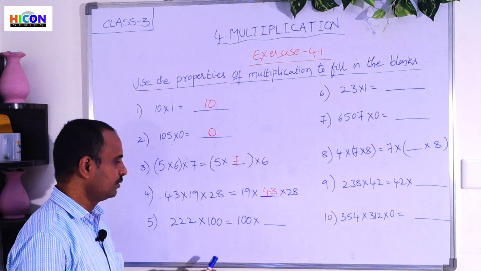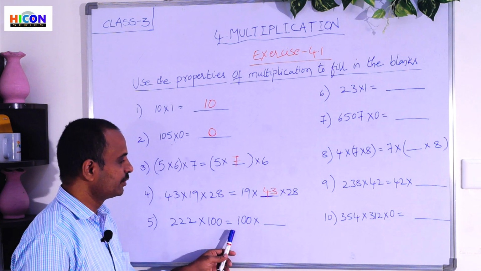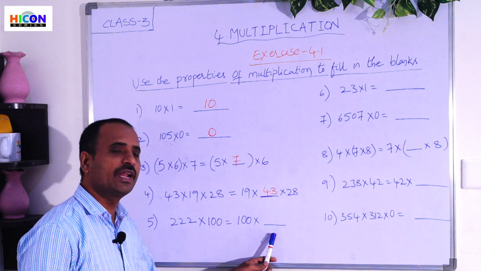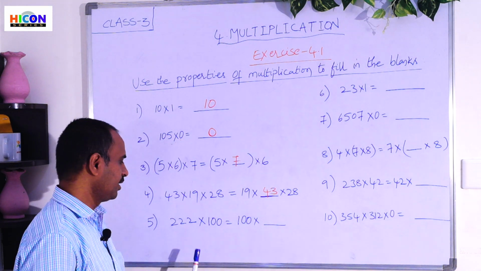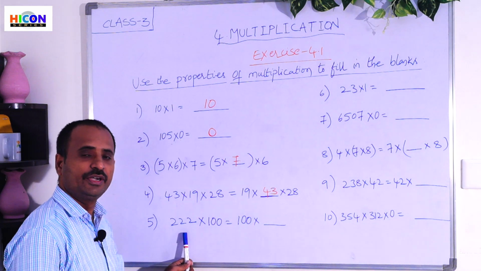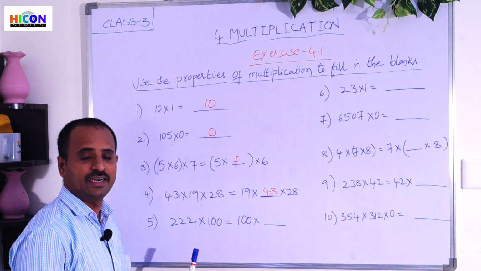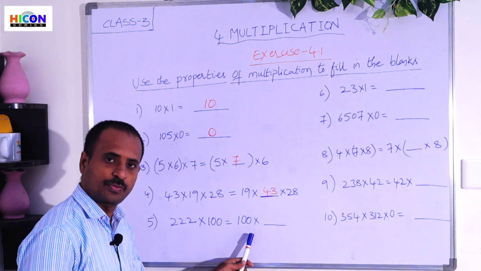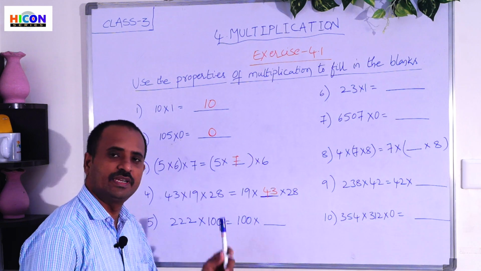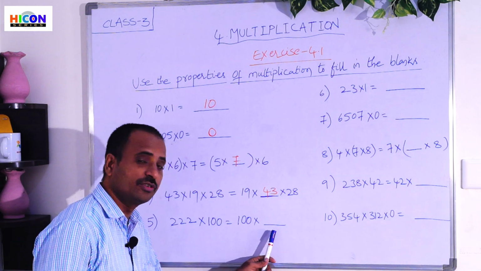222 into 100 is equal to 100 into dash. Children, which number has to be written in this blank? Here two numbers are multiplied. The first number is 222 and the second number is 100. But in this product, only the first number 100 is given and another number is missing. So which number has to be written here?